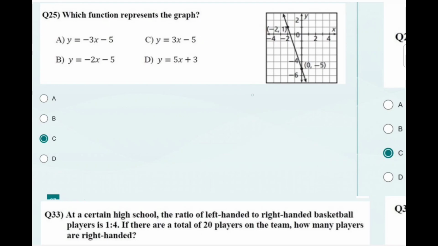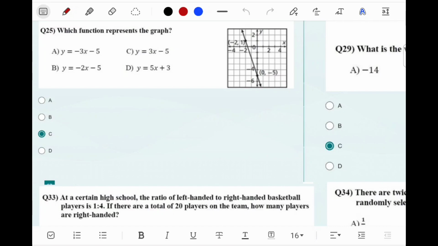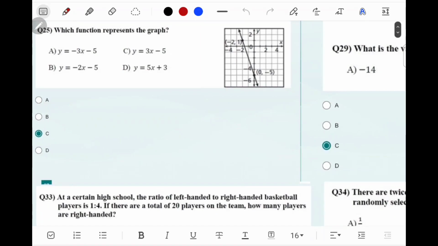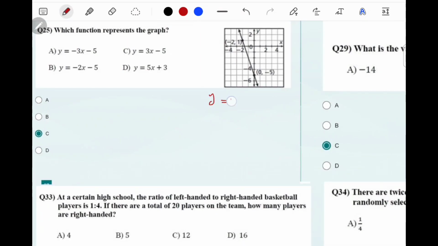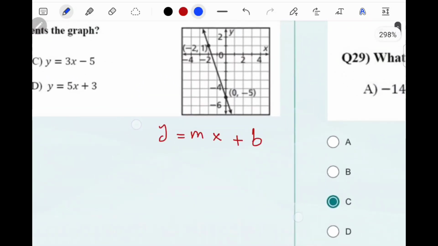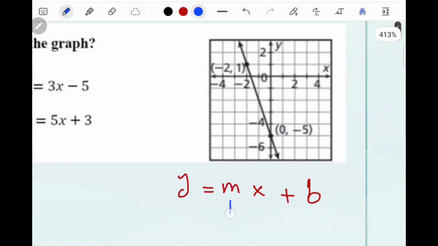So we know that any linear function can be expressed as y equals mx plus b, where m represents the slope of the line, which is equal to the rise over the run between 2 points in the space on the line, and b is called the y-intercept.